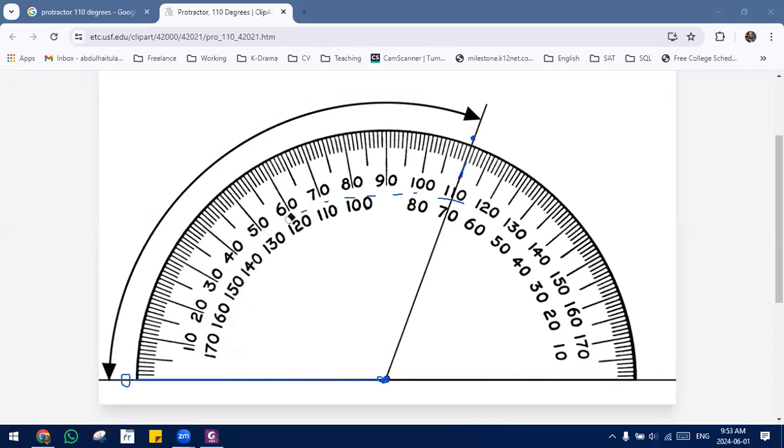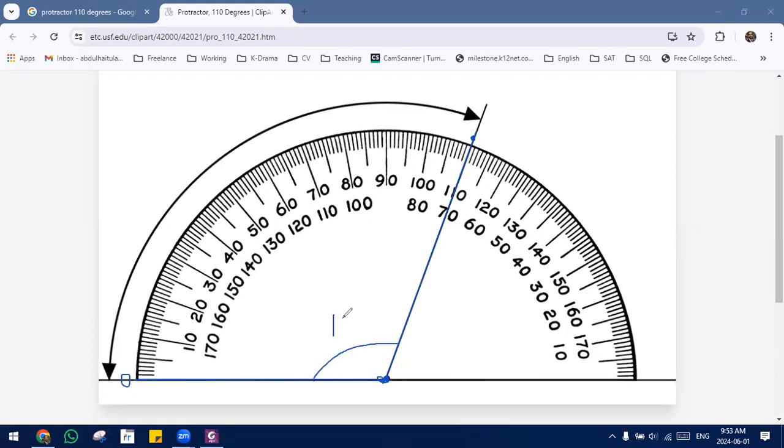After that, I remove the protractor after I put the dot. And then I use my ruler, or I also use the other side of the protractor as a ruler, and draw a straight line from the center of the protractor till that point that I did, like that one. So I will get an angle.